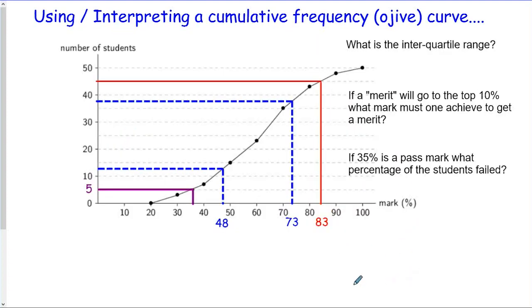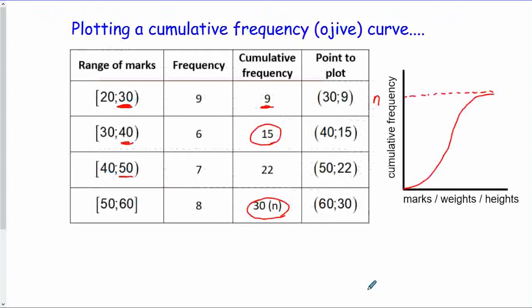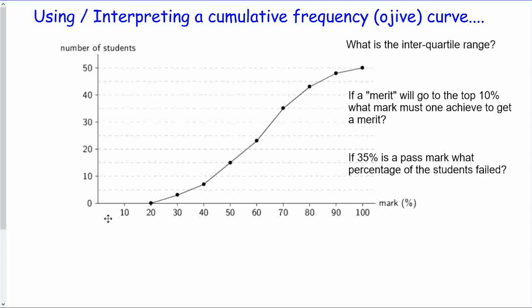Right, so let's take a look now at an example of a cumulative frequency curve. I actually want to hide something there, so I'm going to quickly pause. Okay, sorry about that. So we've got a cumulative frequency curve that's been drawn here. We've got marks on the horizontal axis, and number of students on the vertical axis.